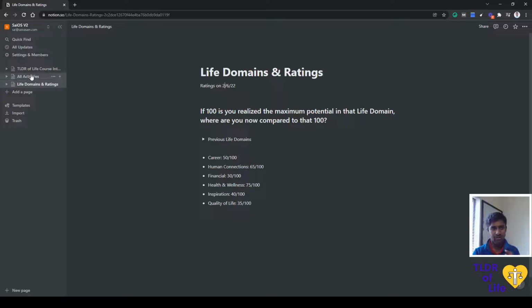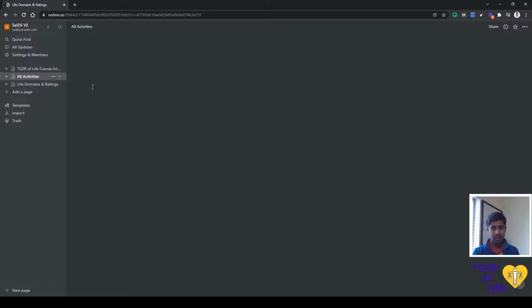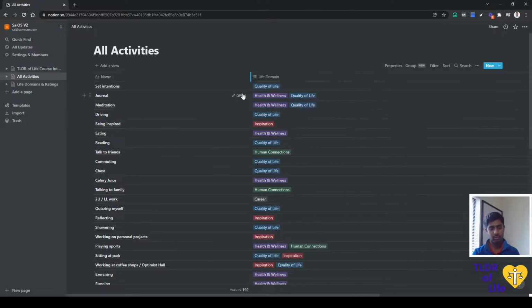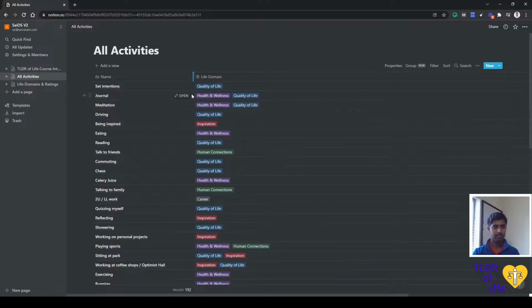And then once you've rated them, you're going to go back in here, and this is a bonus. You don't necessarily have to do it. But what you can do is, if it's in a table format here, which is the reason why I put it in a table format, I basically classified each of the activities into a life domain. Now, some of these are going to be multiple. Some of these may be tough to categorize, right?